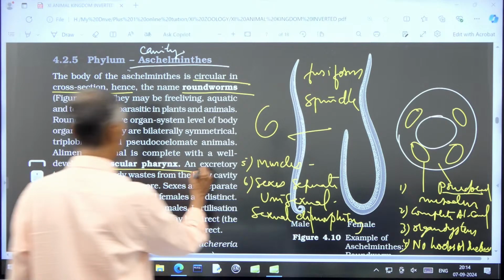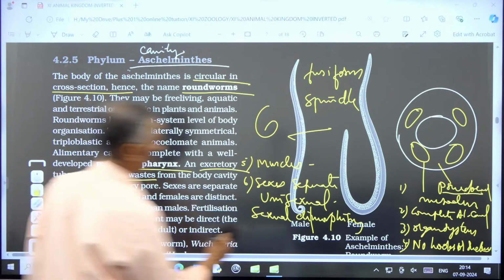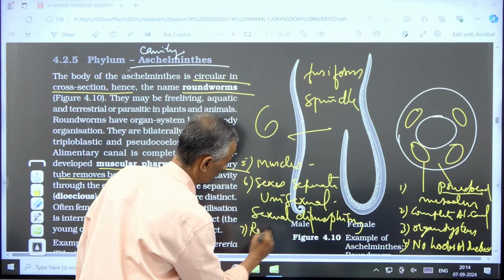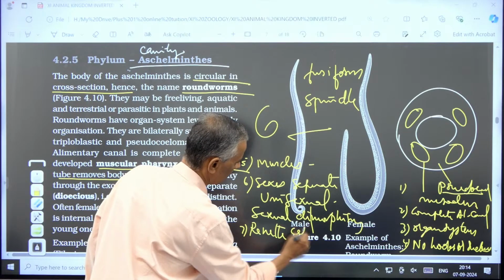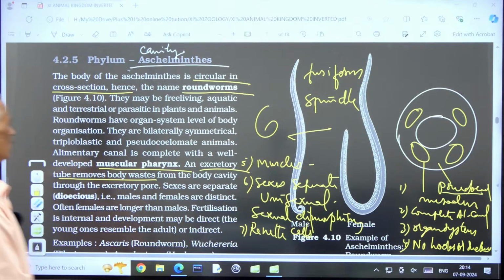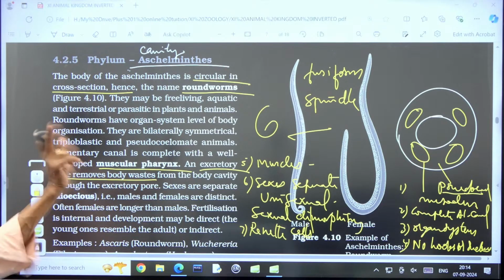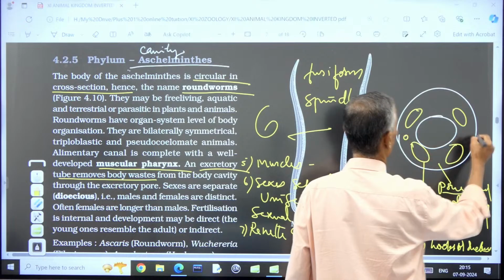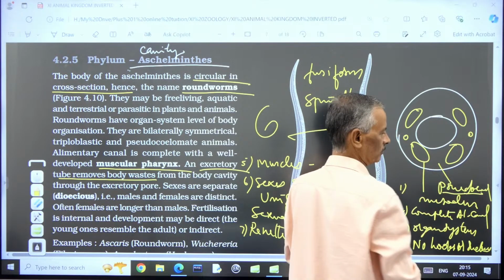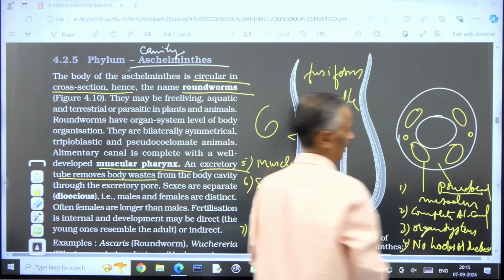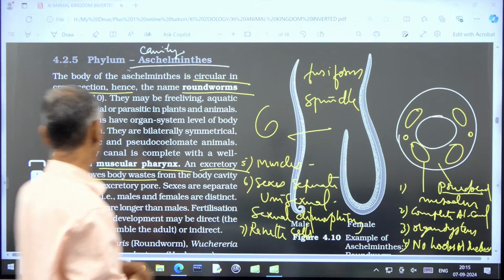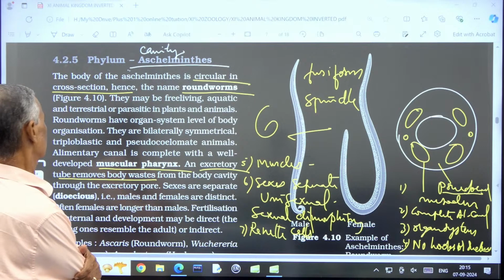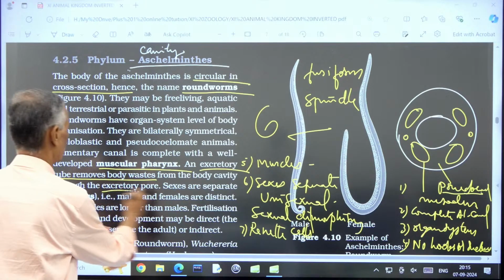There is an excretory tube that is called rennet cells. An excretory tube called rennet cells removes body waste. It is not done by flame cells or protonephridia. You are having two tubes passing through the entire length of the body. These two tubes are collecting waste materials and sending it out through an excretory pore.